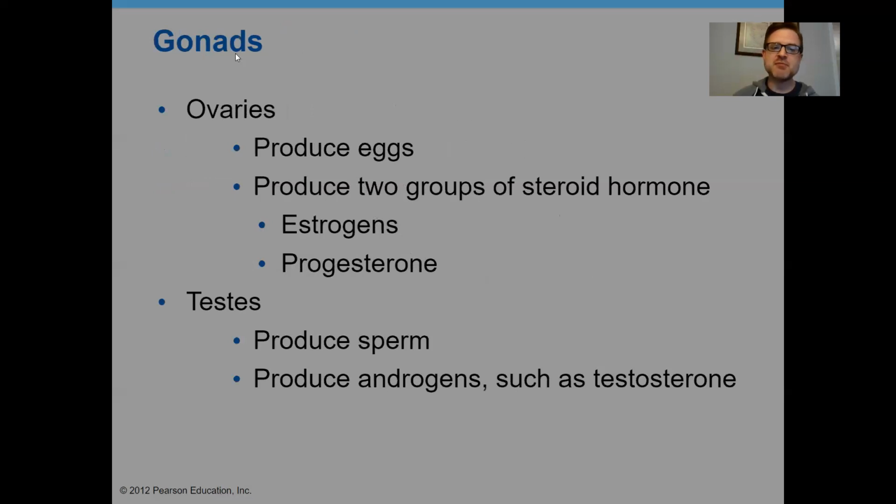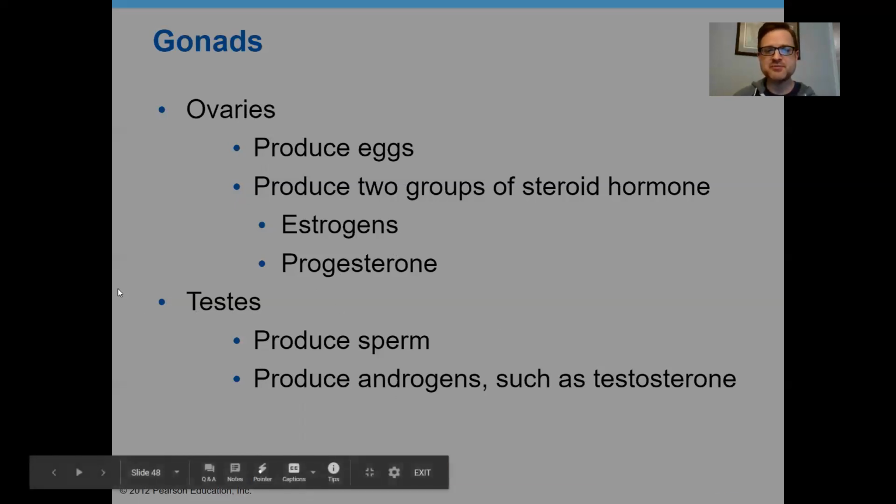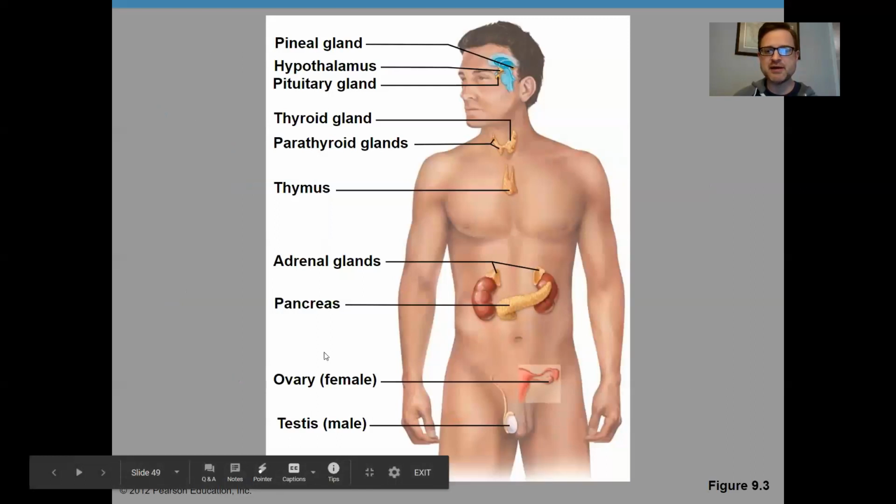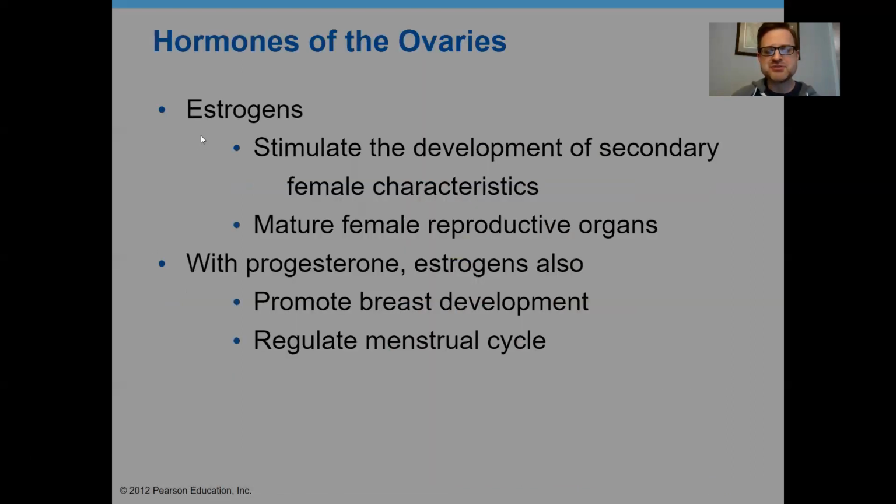So gonads, you were talking about ovaries and testicles. We're going to get to these in way more detail in chapter 16. Ovaries produce eggs, testes produce sperm. Ovaries also produce different kinds of sex hormones like estrogens and progesterone. Testicles produce androgens, male hormones such as testosterone. Here we're talking about down here.